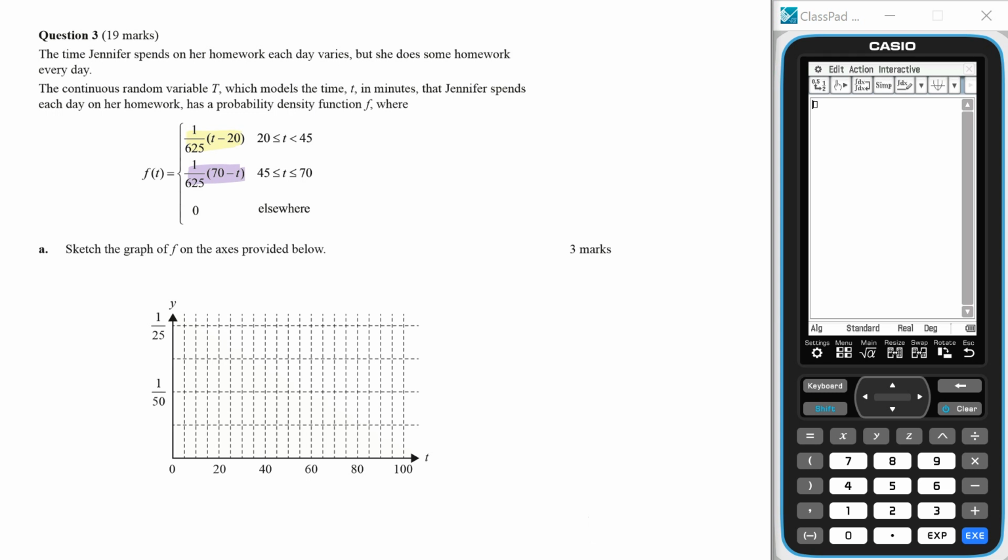To sketch this, we need to find the coordinates of f of t at the endpoints of each interval. We can use the calculator to find these coordinates. So let's define f of t.